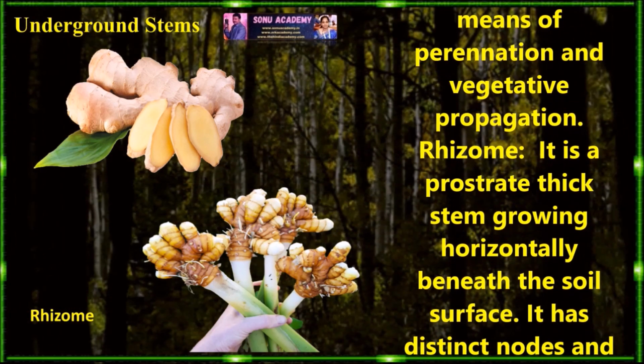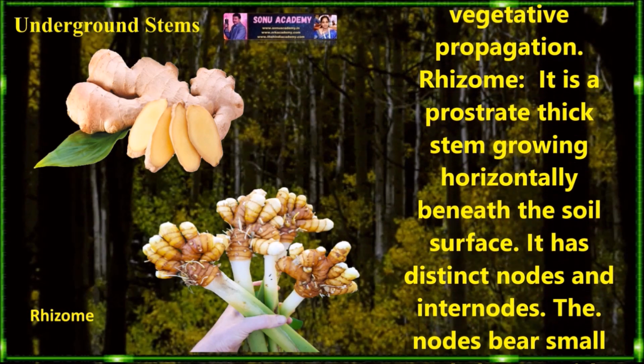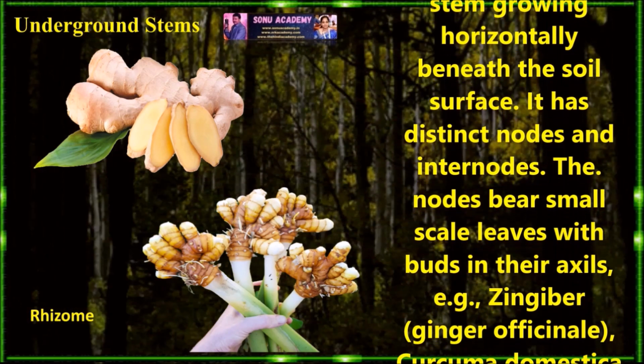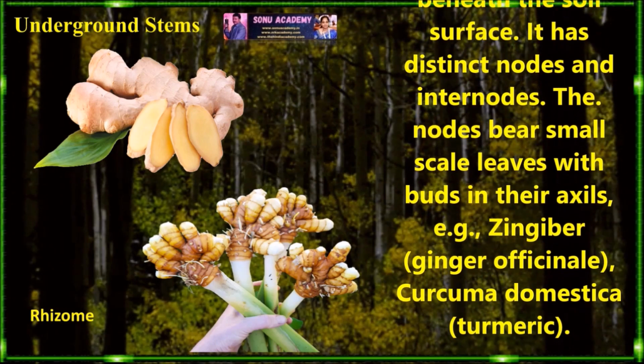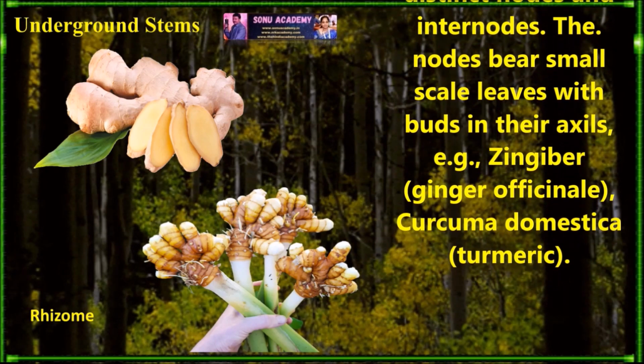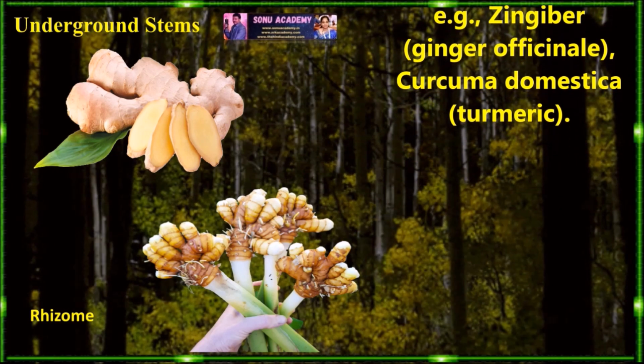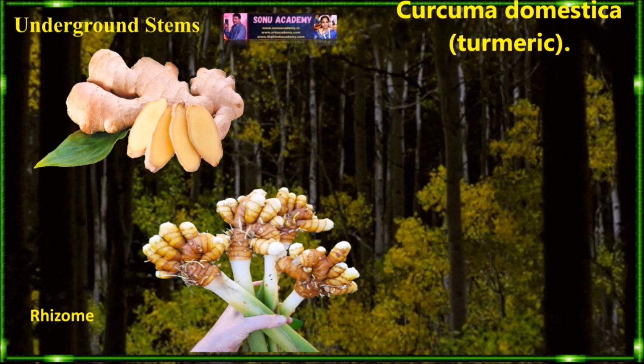There are as follows. Rhizome. A rhizome is a prostrate thick stem growing horizontally beneath the soil surface. It has distinctive nodes and internodes. The nodes bear small scale leaves with buds in their axil. Examples: ginger, turmeric, etc.